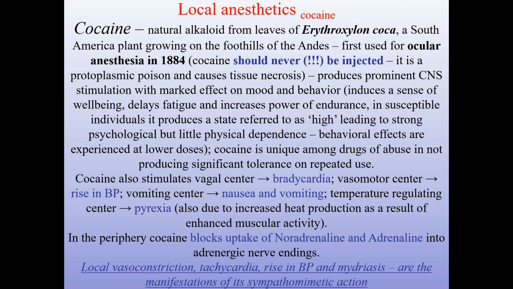Cocaine also stimulates the vagal center, causing bradycardia; the vasomotor center, raising BP; the vomiting center, causing nausea and vomiting; and the temperature regulating center, causing pyrexia, also due to increased heat production as a result of enhanced muscular activity. In the periphery, cocaine blocks uptake of noradrenaline and adrenaline into adrenergic nerve endings. Local vasoconstriction, tachycardia, rise in BP and mydriasis are the manifestations of its sympathomimetic action.